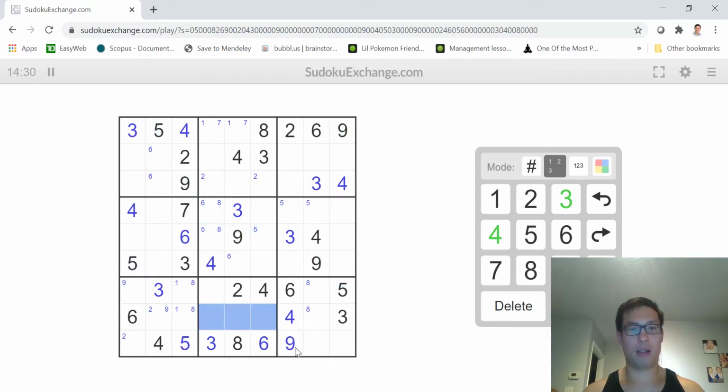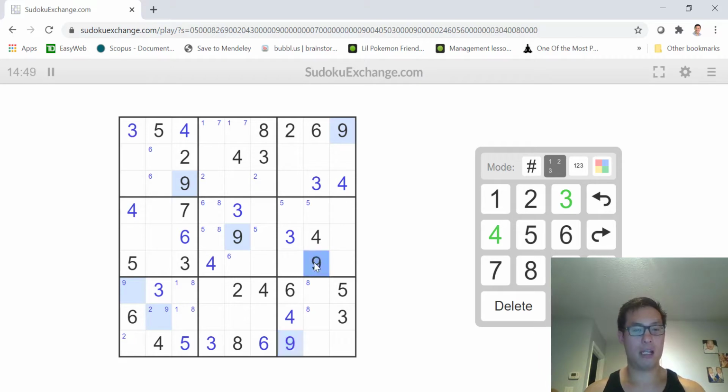That doesn't help. I'm going to see what else looks into this square. 8 gives me information. I know that 3, 5, 6 already exist in this box. 4 exists in this box. 9 is in the box. Thanks, tips. Cool. 9 just gave me something.